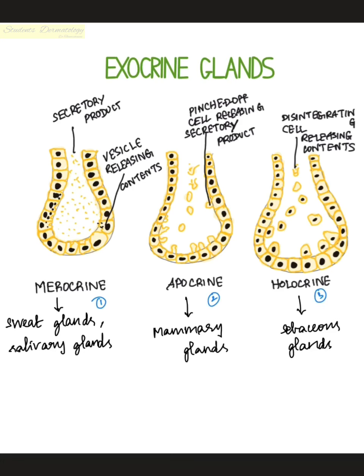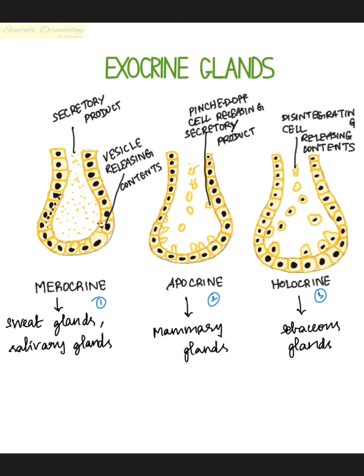What is the difference between these three is that in merocrine glands, the secretory product is released from the cell without any damage to the cell. In apocrine glands, along with the secretory product, a portion of the cell gets pinched off and is released with the secretory product. Whereas in holocrine glands, the entire cell disintegrates and is released with the secretory product, and as and when the cell disintegrates, new cells keep forming.